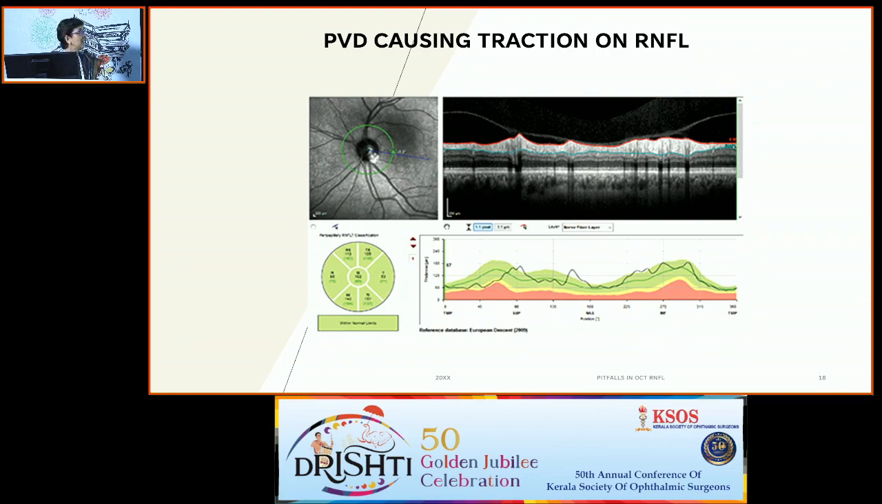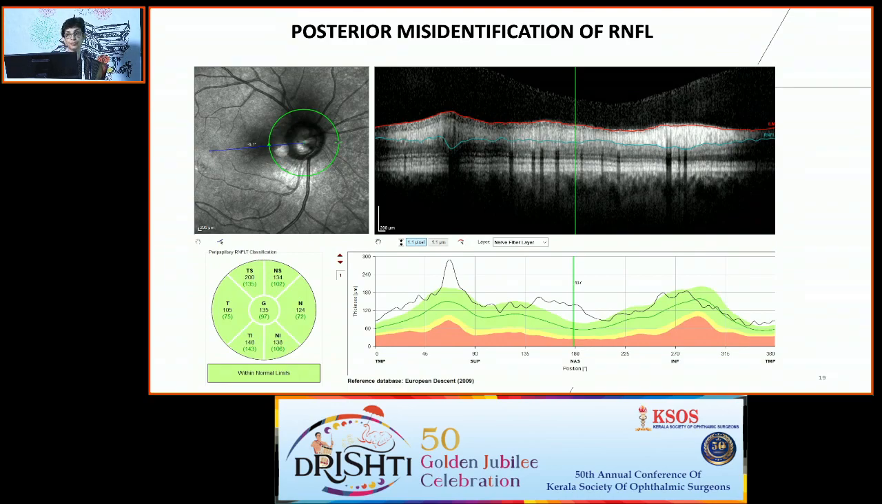Sometimes PVD can cause a traction, and this traction can cause a thickness of the RNFL measurement which actually is not there. So a serial follow-up will show that when this traction is released, this can collapse and you might think that the RNFL has thinned down. So serial follow-up should allow you to look at these structures to know which portions are being measured, and therefore it is very important that we look at the B scan of the patient to identify these conditions.